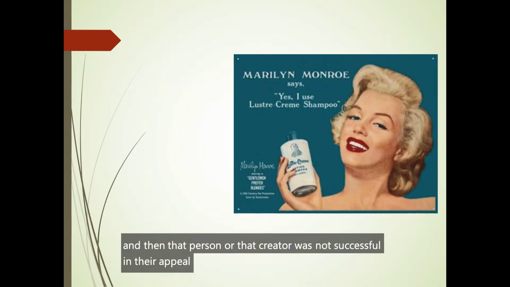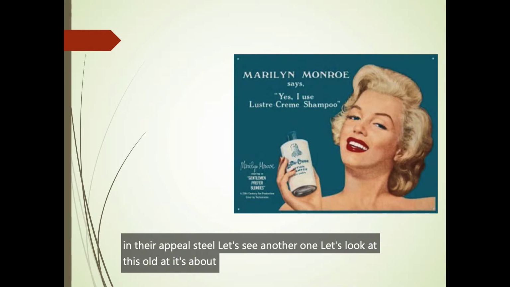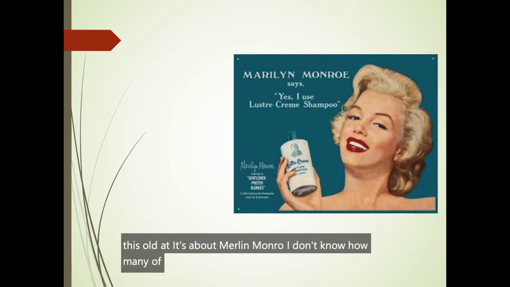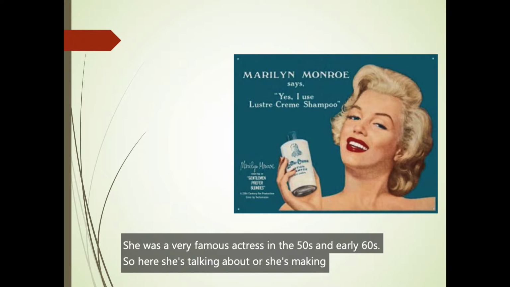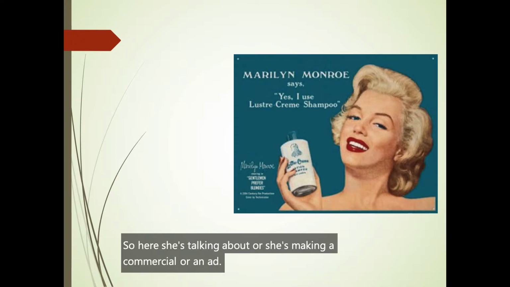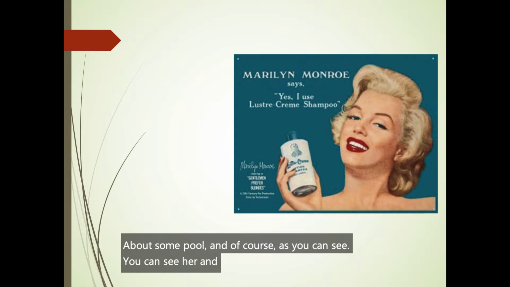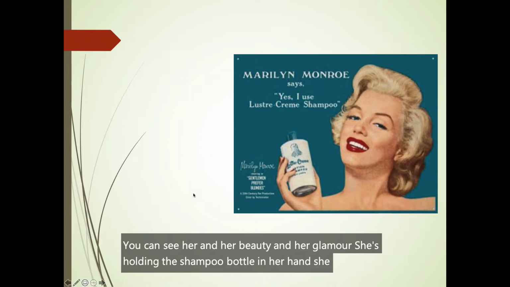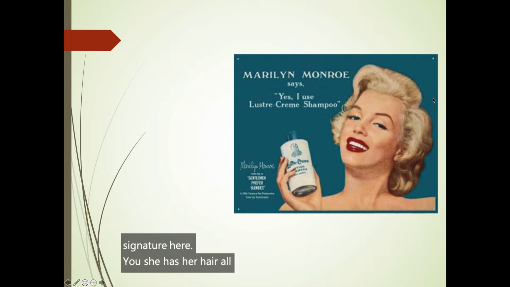Let's see another one. Let's look at this old ad. It's about Marilyn Monroe. I don't know how many of you know her, because she was a very famous actress in the 50s and early 60s. Here she's making a commercial, an ad, about shampoo. And of course, as you can see, her beauty and her glamour. She's holding the shampoo bottle in her hand. She has her signature here.